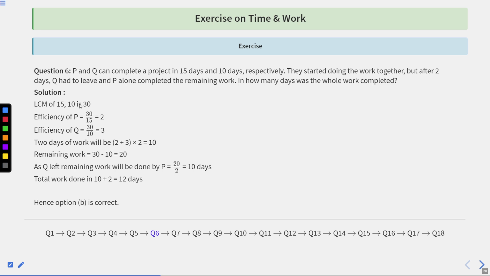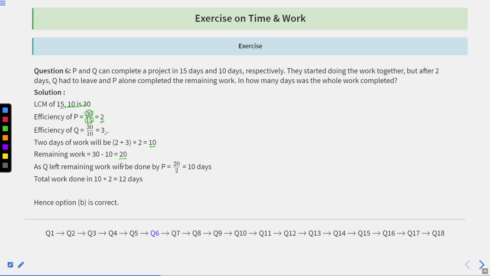The LCM of 15 and 10 we have to find out, and it is 30. So the efficiency of P will be total work, that is 30, upon the time taken by P, that is 15, which will be equal to 2. Similarly, the efficiency of Q is 30 upon 10, that is equal to 3. So the work done in 2 days together is 2 plus 3 times 2, that is 10. So the remaining work is 30 minus 10, that is equal to 20.